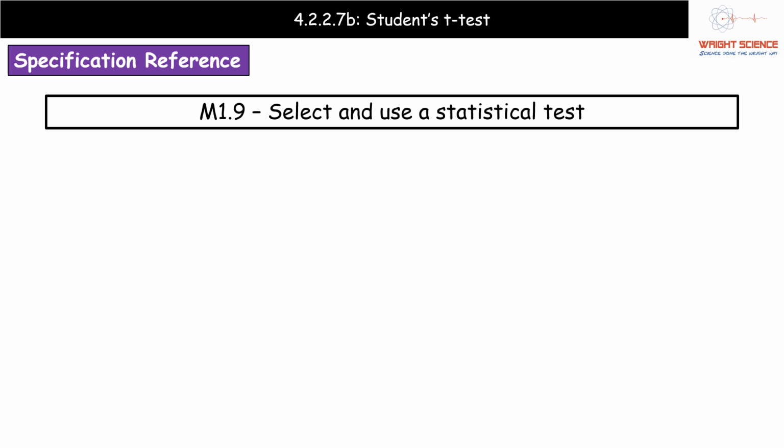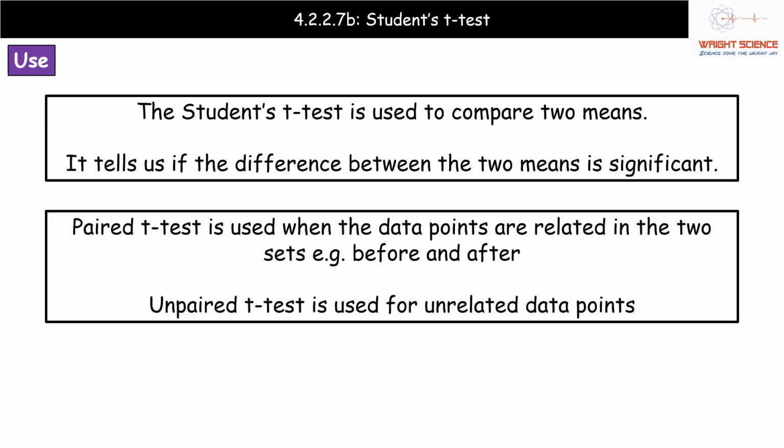This is part of our Module 4 Part 3 series to do with classification and evolution, and in this video we're going to be having a look at the specification reference M1.9, so one of the maths references. Select and use a statistical test. So the statistical test we're going to be looking at in this video is students' t-test.